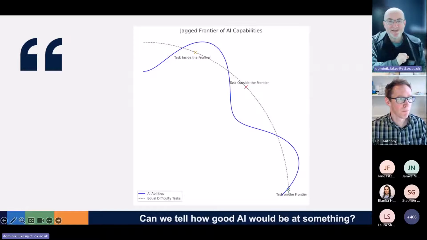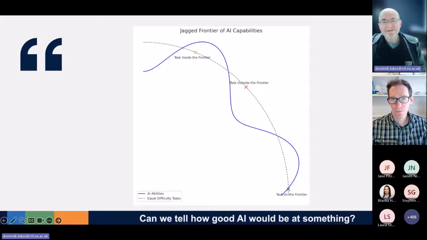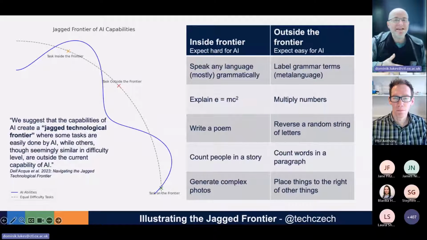And this is the illustration of that. Essentially, the dotted line represents the tasks that we think are of similar difficulty, whereas the jagged line is what AI can actually do. So we see some things that we think are very similar are actually outside, whereas some things that are very different are inside. So there are some examples. For example, AI can speak any language more or less grammatically, but it cannot really label grammar terms very well. It can explain E equals MC squared, but cannot multiply numbers. It can write a poem, but it cannot reverse a random string of letters.